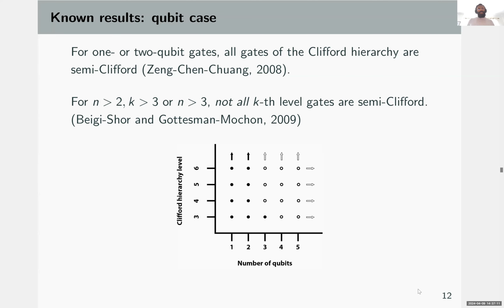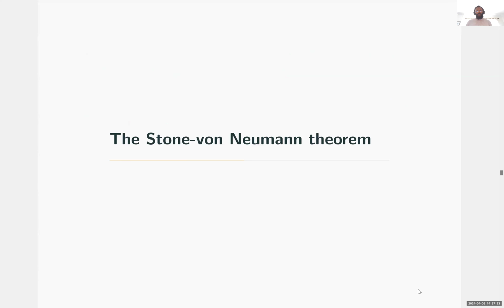Okay, so what I'm going to talk about is basically trying to extend that first result, 1 or 2 qubit gates, all of them being semi-Clifford, and try to make that work for qudit dimensions, so for any D. So I'm just going to quickly review some of the math that go into this. A little bit of mathematical background.